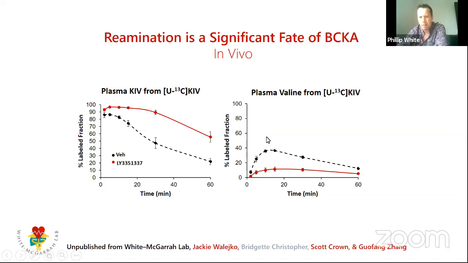In fact, within 10 minutes, 40% of the valine in plasma is actually labeled from the KIV, which suggests that this is a significant fate in vivo at a systemic level. And importantly, if you inhibit BCAT, you slow the disappearance of the labeled KIV from plasma, and you abrogate the appearance of labeled valine. So suggesting, of course, that it's BCAT dependent, as one might expect.